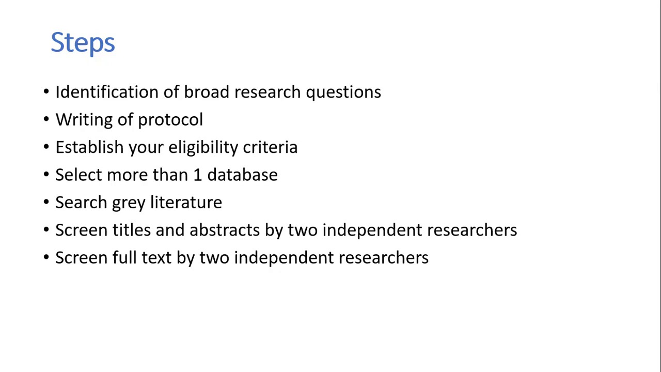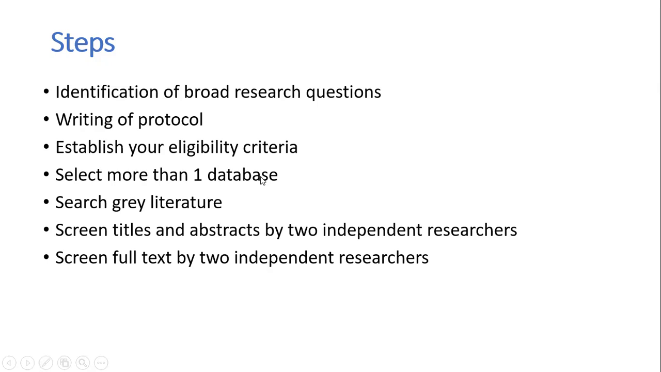So you have to establish your eligibility criteria, like in a systematic literature review you are doing: what kind of studies you have to include, what kind of studies you have to exclude. And you have to select more than one database. To get the studies, you have to search databases like Embase, PubMed, you know.